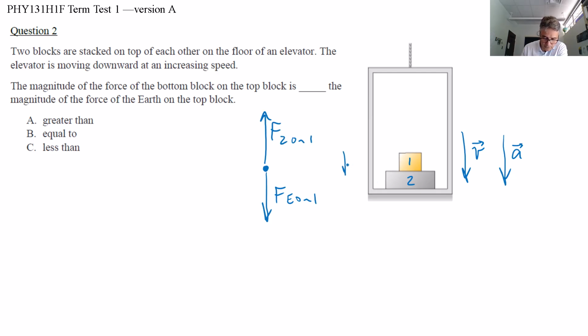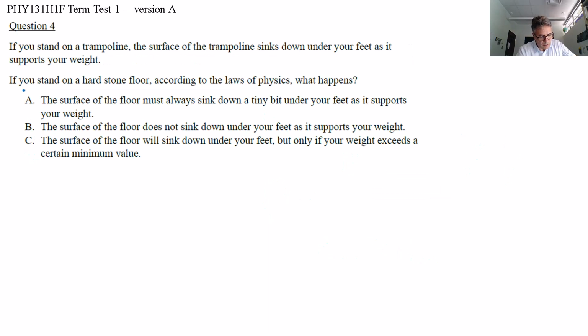And since the whole thing is accelerating downwards, we know that there must be an unbalanced force in the downward direction, so the force of E on 1 has to be greater than the force of 2 on 1 in magnitude. So the force of the bottom block on the top block is actually less than that, right? So C.